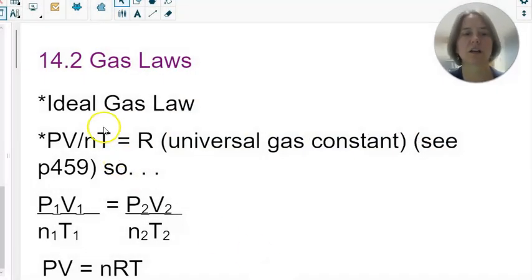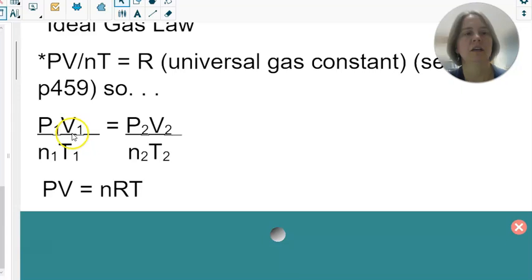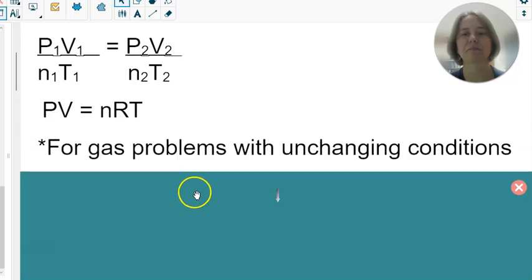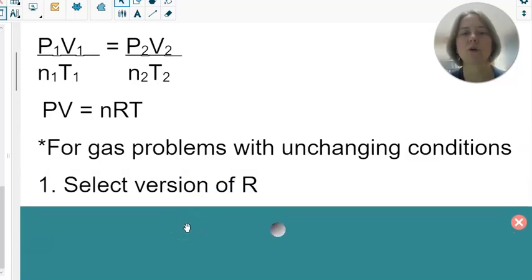So today we're talking about the ideal gas law. So we know that pressure times volume divided by number of moles times temperature is equal to a universal constant. So P1V1 over N1T1 is equal to P2V2 over N2T2, and we put it all together with our constant: PV equals nRT.